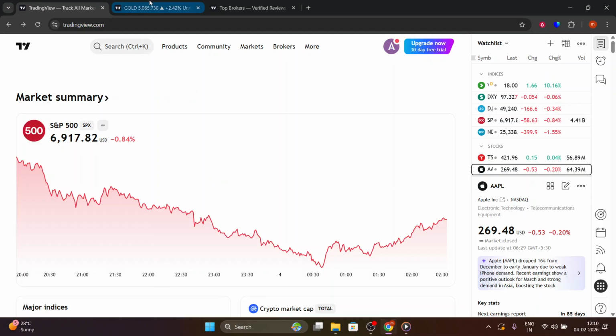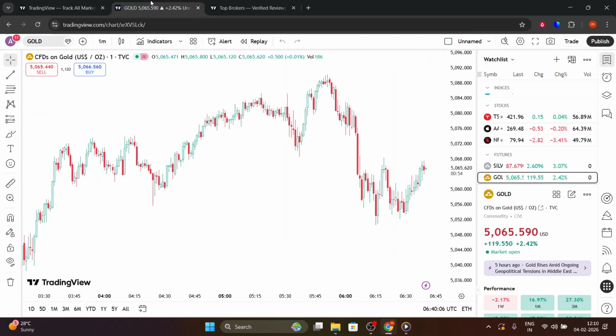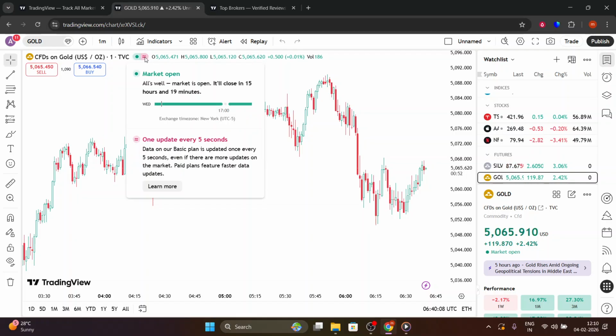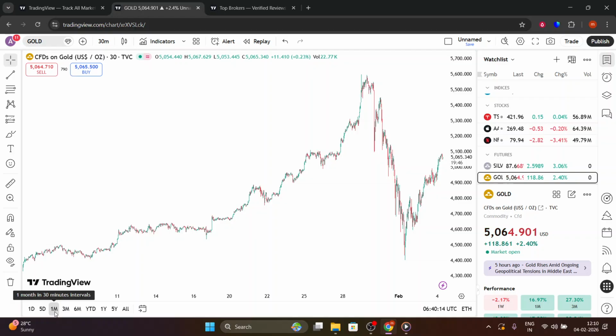First, make sure your chart is on an intraday time frame. Extended hours only display on intraday intervals, like 1 minute, 5 minutes, or 1 hour. If you are on a daily or weekly chart, the option won't apply, so switch to something intraday before you continue.